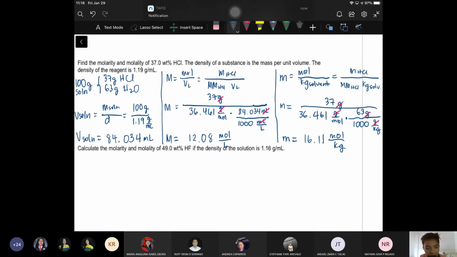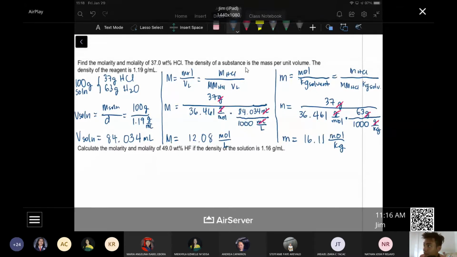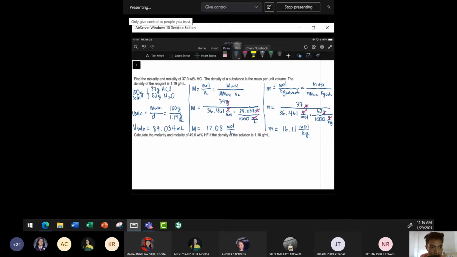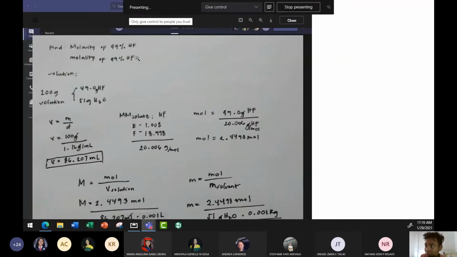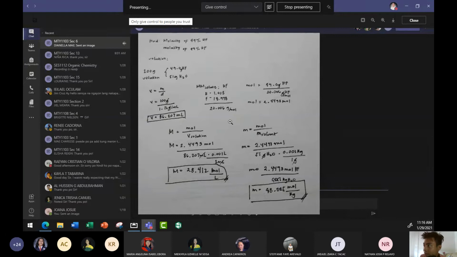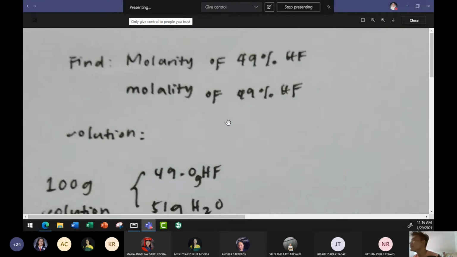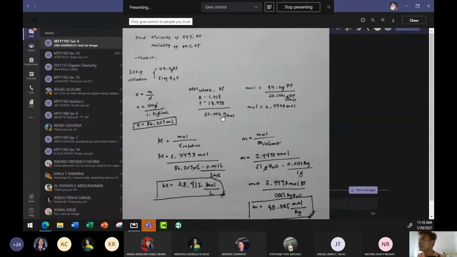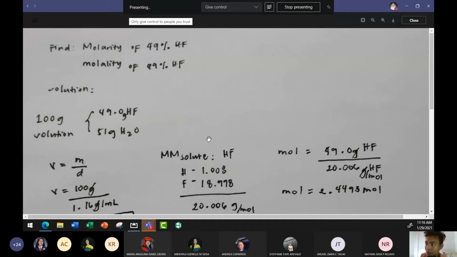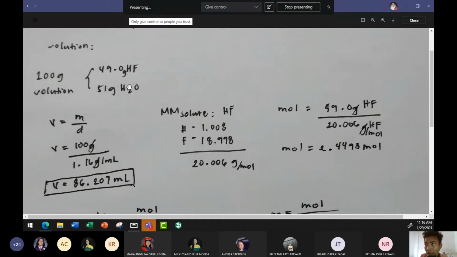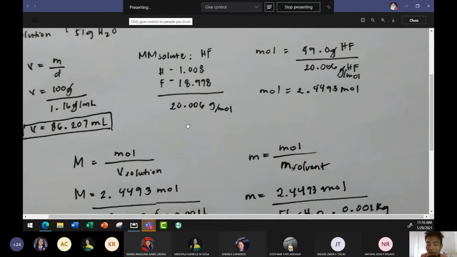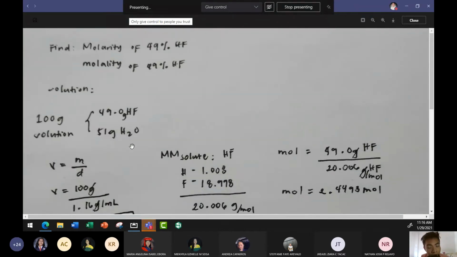Okay, so check ko yung answer. Lipat natin dito sa kabilang monitor. Okay, so zoom in tayo. Okay. So, ito yung solution for the molarity. No? So, again, every time you see percent by weight, always assume 100 gram solution.